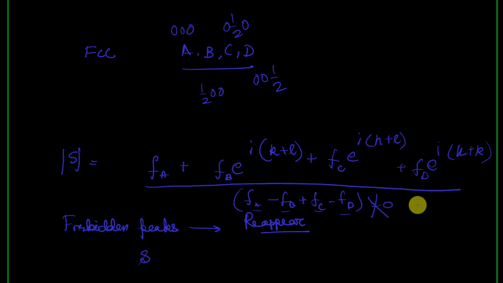So these are called superlattice reflections. You can study this in gallium arsenide, or many others like NaCl and CsCl, which have different atoms, and you can see that there will be weak superlattice reflections present along with the normal reflections, so the forbidden peaks will reappear.